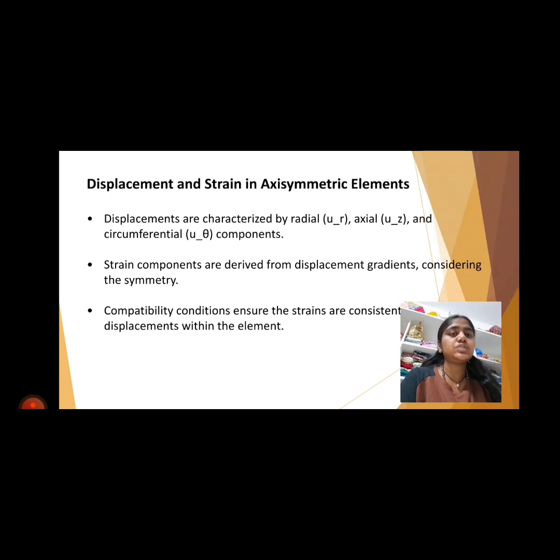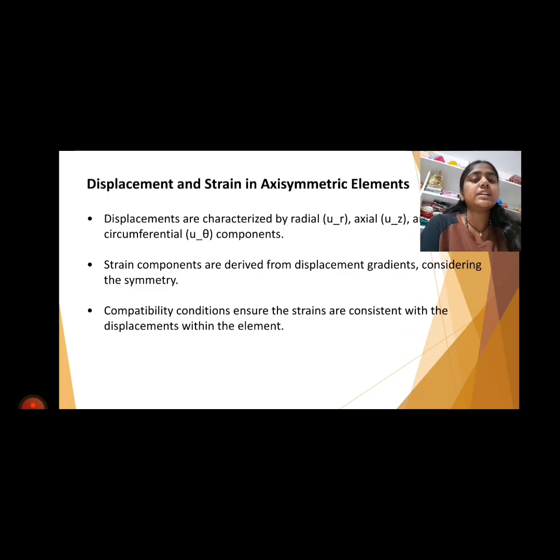Displacement and strain in axisymmetric elements. Displacements are characterized by radial UR, axial UZ and circumferential U theta components. Strain components are derived from displacement gradients. Considering the symmetry, compatibility conditions ensure the strains are consistent with the displacement within the element.